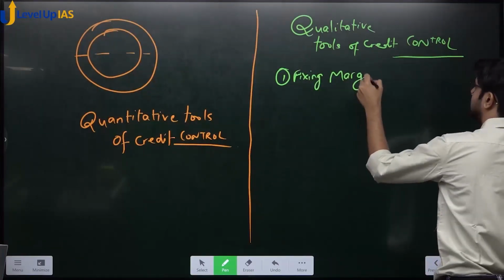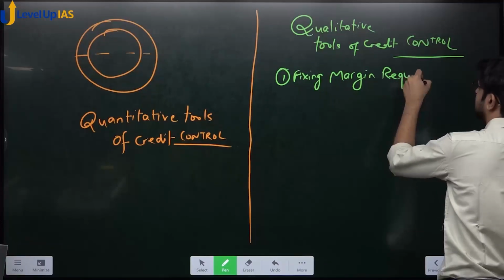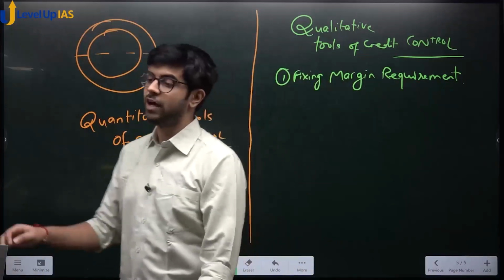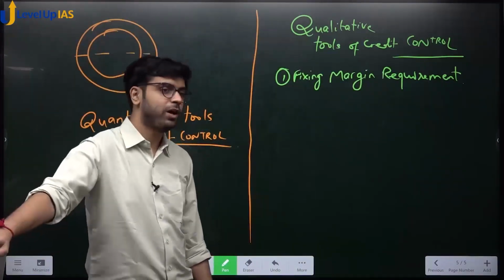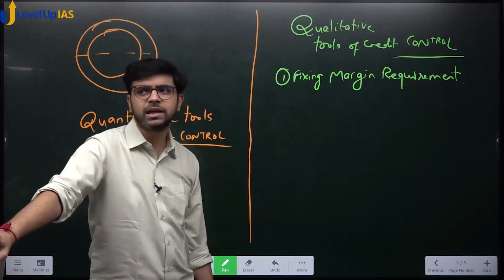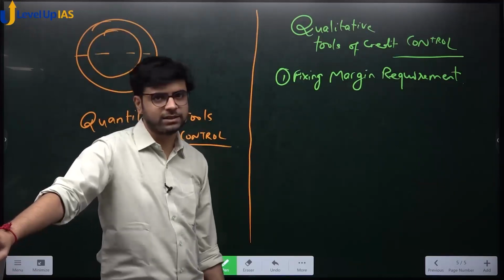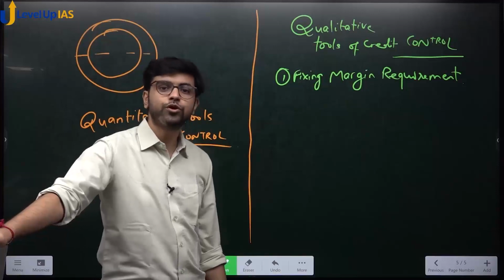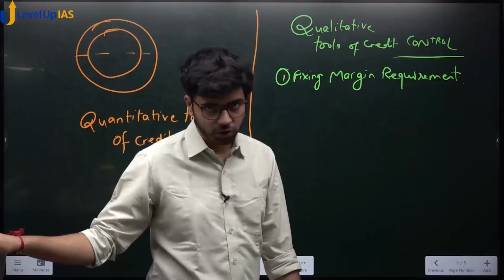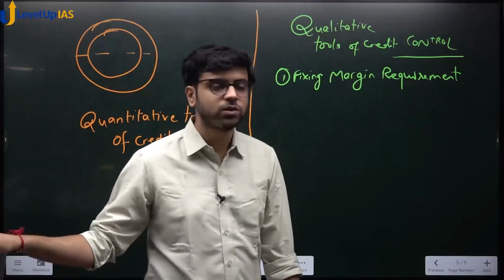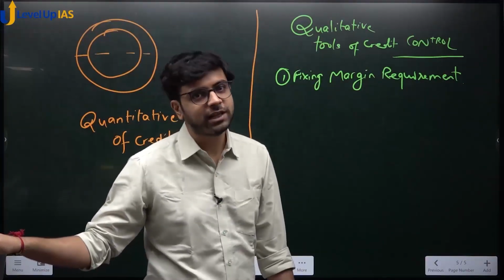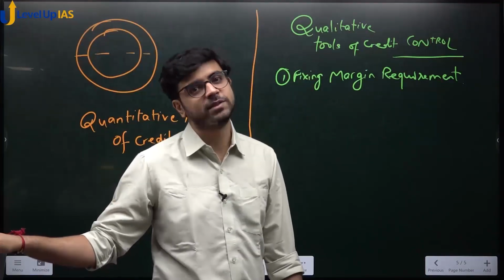Fixing margin requirement. Now what do we mean by this? Fixing margin requirement. Chalo, you are an RBI person, you have to encourage more credit to farmers and less credit to, let's say, computer manufacturers. Suppose, what will you do? You will make laws that banks have to follow, that when a farmer comes to ask for 100 rupees loan, take security from him worth 40 rupees. When a mobile or computer manufacturer asks for 100 rupees loan, take security from him worth 70 rupees.